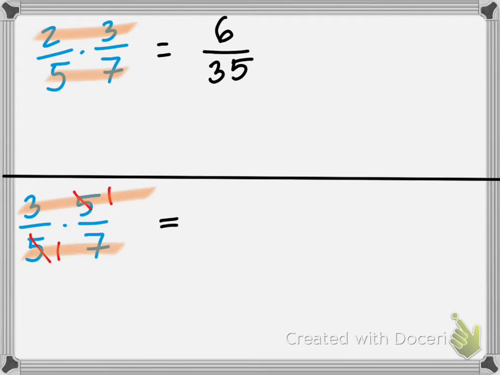I want to know, Julian, what is 3 times 1? 3, excellent. Hey, Brian, what is 7 times 1? Perfect, one group of 7 makes 7. Awesome, so I get 3 sevenths, and it's a proper fraction. We cross cancel in the beginning because it saves us time, and it shows us we don't have to simplify.